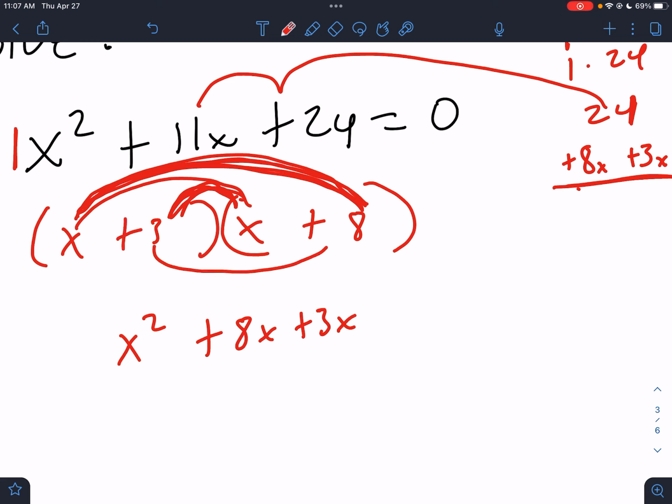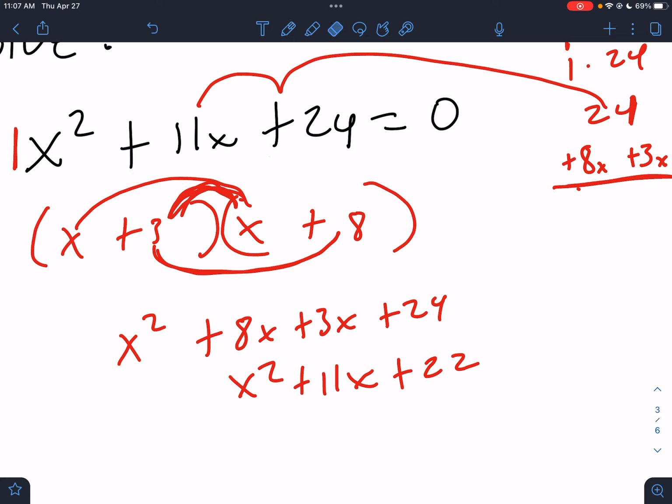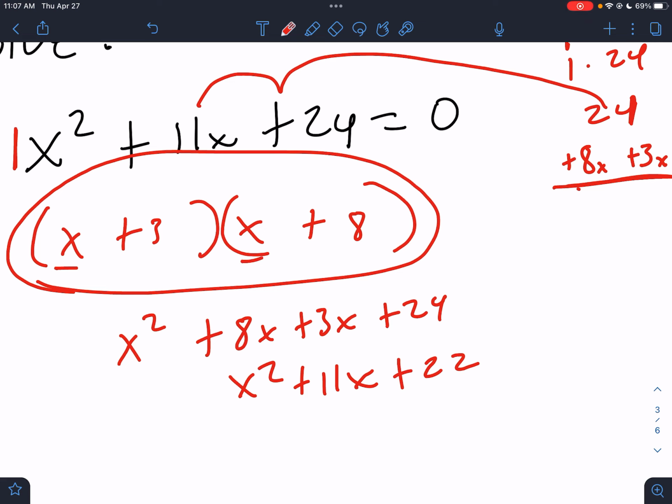And then at the end, we want 3 times 8, which would be plus 24. And that is the original equation. So that's how we got x plus 3, x plus 8. First with first has to equal first. Last with last has to equal last. And the middle numbers, when you distribute, have to add to the middle. That's the actual full process there.